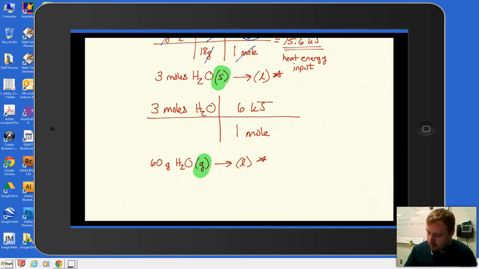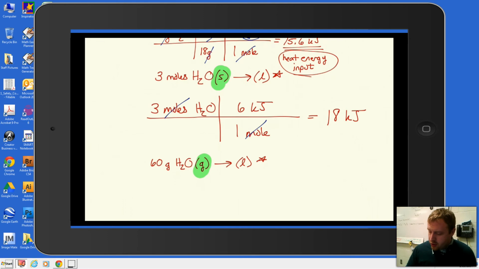So I'm going to just cancel out the moles and multiply. And this one I don't even need my handy-dandy calculating device, because I see that it works out to be 3 times 6, and I know what 3 times 6 is. It's 18 kilojoules. Okay, so 18 kilojoules is what I have as far as energy input. Again, heat energy input to melt the solid ice into liquid water. Okay. The last one is a little bit more challenging because it's a gas to a liquid.